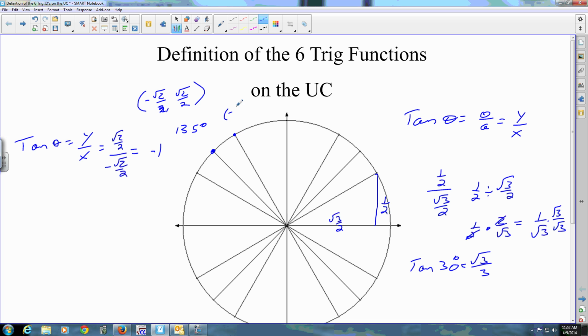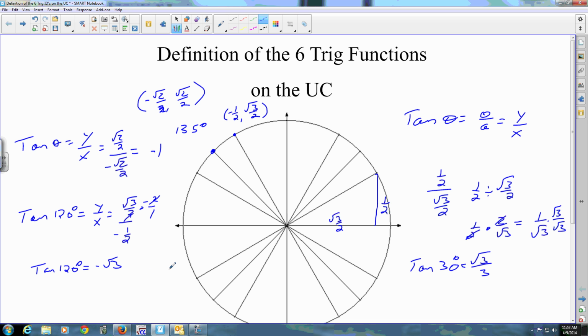Okay, let's try 120 degrees. That coordinate again was negative a half, positive square root of 3 over 2. If you want the tangent, oops, I should have put in there 135, sorry about that. This is 120. It's your y over your x. Your y value is square root of 3 over 2 over negative a half. You're dividing by negative a half, so multiply by its reciprocal. So the tangent of 120 is equal to negative square root of 3.